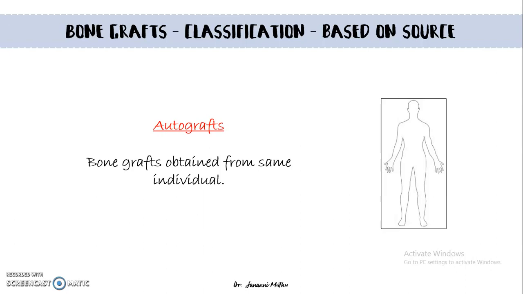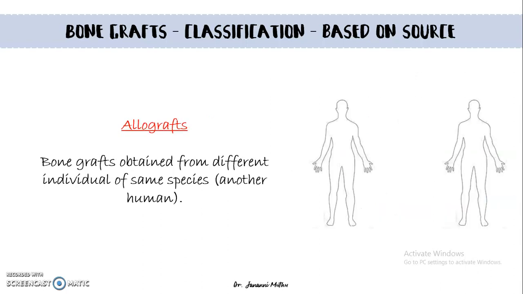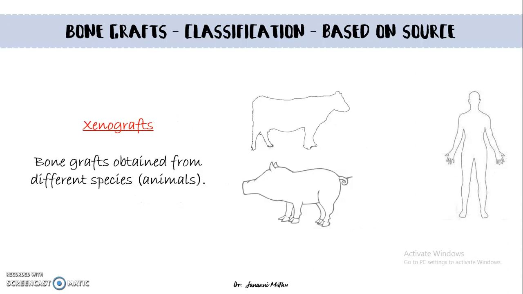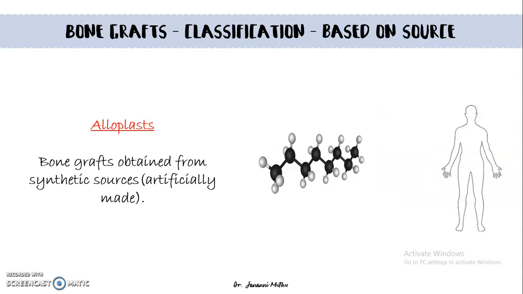Moving on to the classification based on source. Firstly, autografts. These are bone grafts obtained from the same individual. The graft is harvested from one part of the body and transplanted into another region. Next is the allograft. These are bone grafts obtained from a different individual of the same species. They are harvested from one human being and transplanted into another person. The xenografts are bone grafts obtained from different species, that is, they are obtained from animal sources and are transplanted into humans. Finally, alloplasts are man-made synthetic materials that are used for bone augmentation.